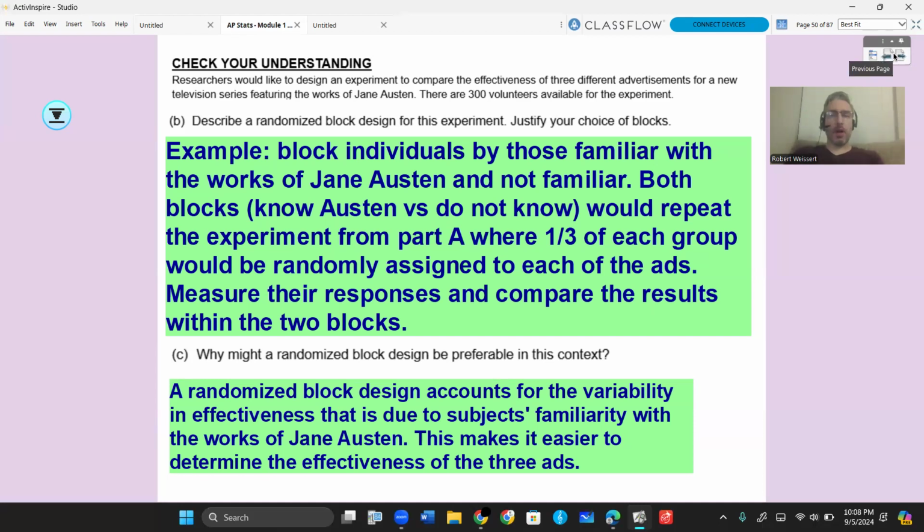You could think of different ways to do it than by that. Maybe you could have done it by sex. Maybe you could have done it by age. There's a lot of different ways you can think about how to group people up that might react similarly to different treatments. So this is just one example.